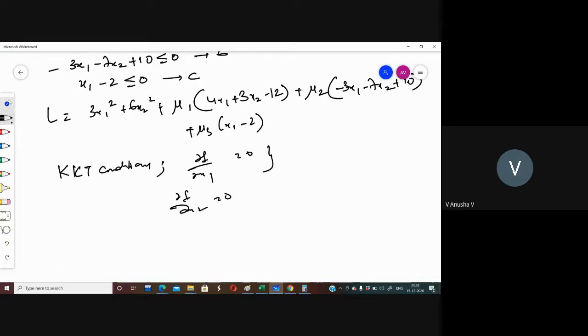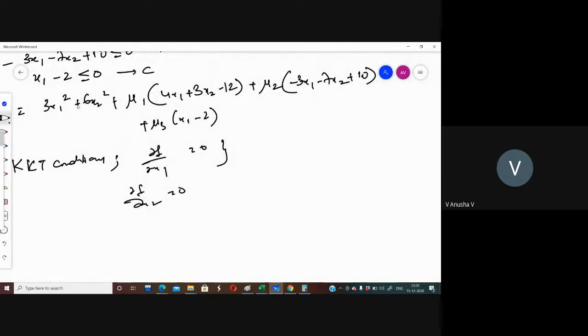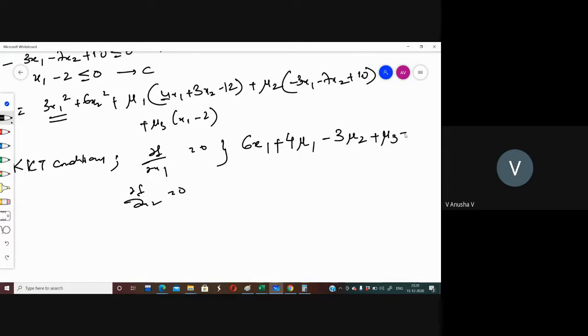So what will those expressions be? I need to differentiate this with respect to x1 first. So it will be 6x1 plus 4 mu1 minus mu2 plus mu3 equals 0. Okay. Next, I need to differentiate this with respect to x2. So differentiating with respect to x2, it will be 12x2 plus 3 mu1 minus 7 mu2. That's it, equals 0. This is one of the two conditions.